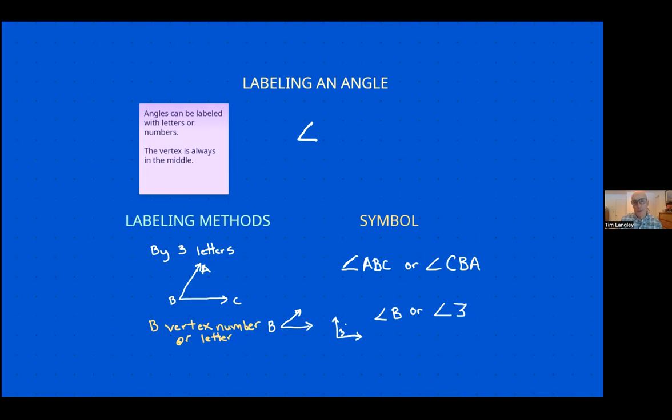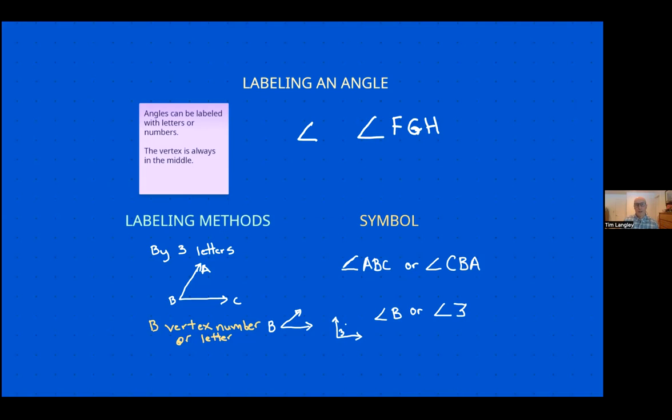So if I wrote this here and I said F, G, H, okay? Then I'm talking about, if you see that little symbol here, there's a G there, that's angle FGH, okay? So look at some of my examples. Here's a couple of methods for labeling them. We can label them by three letters, okay? So if you look at this little angle down here, there's an A, a B, and a C, okay?